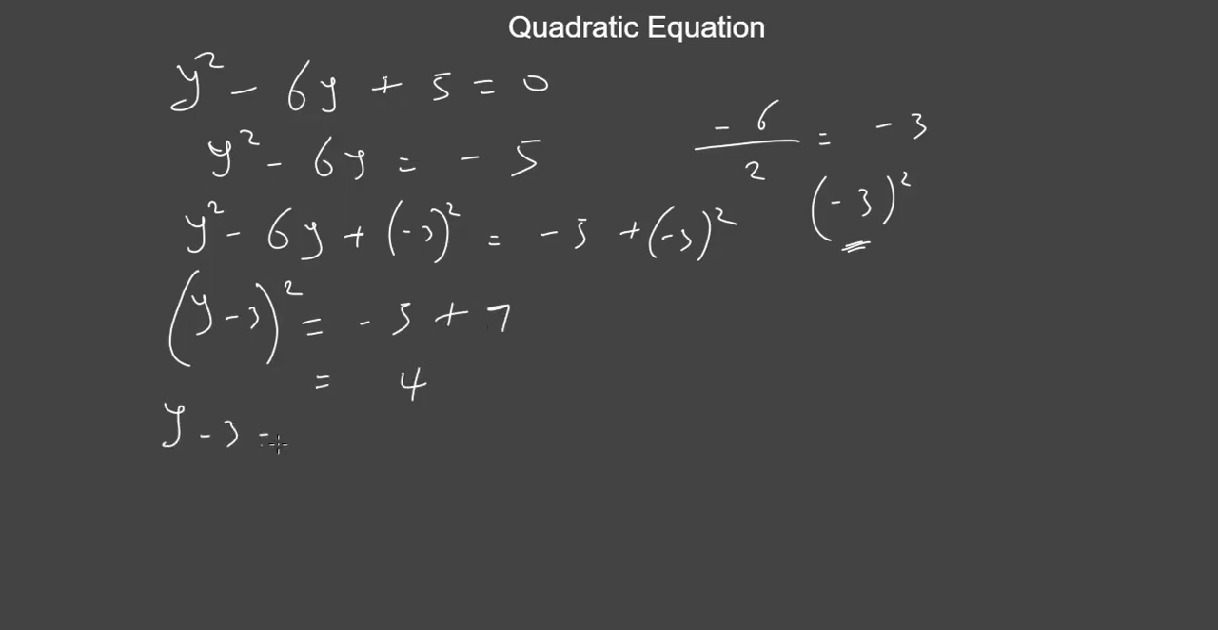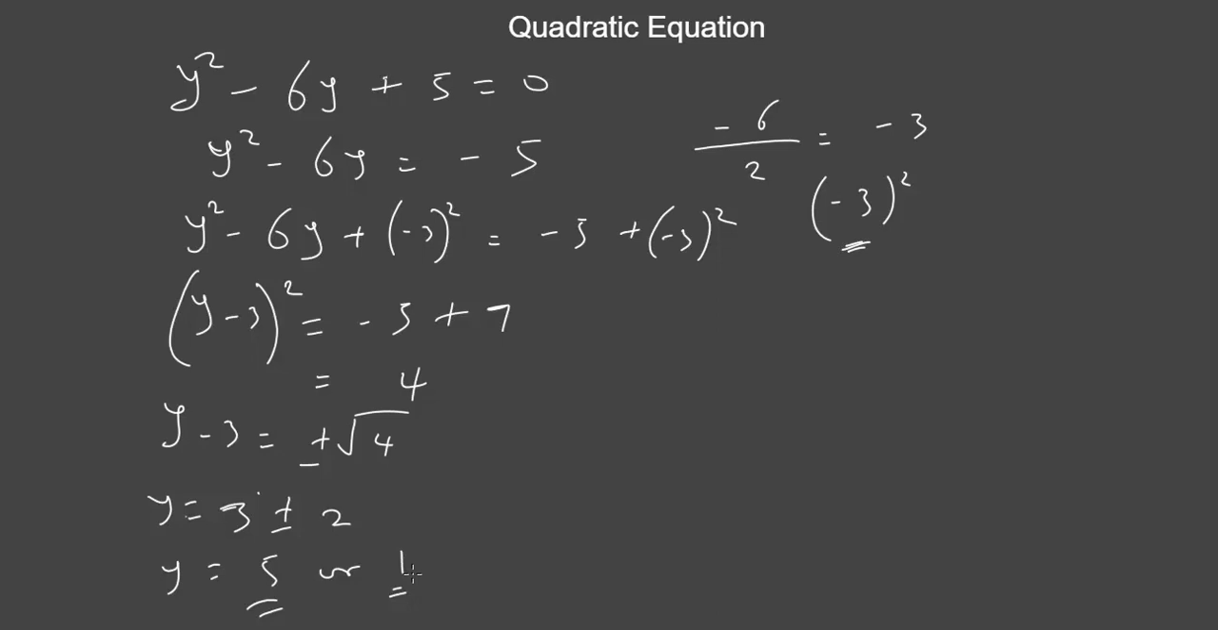Then you have y minus 3 equals plus or minus the square root of 4, and y becomes 3 plus or minus 2. So y is either 5 or 1. So this is the general approach you use without the geometry.